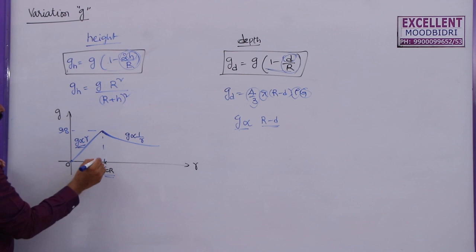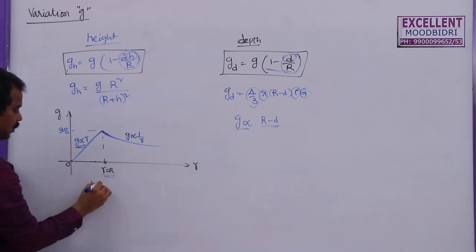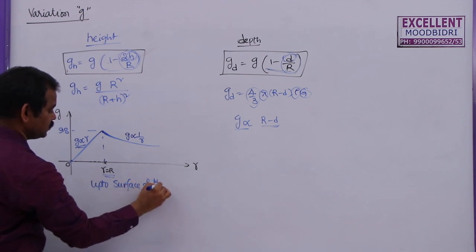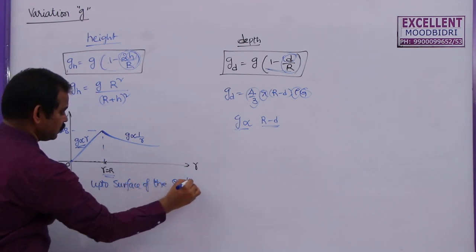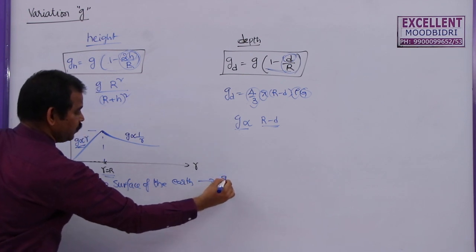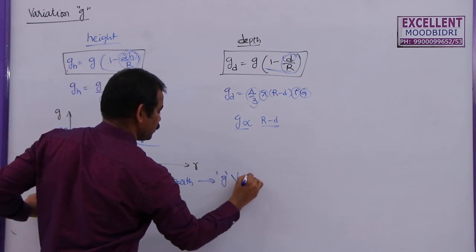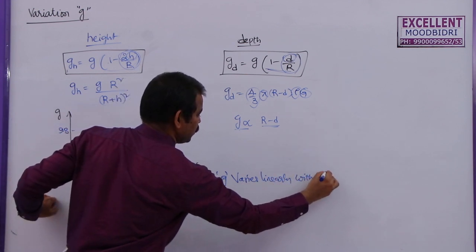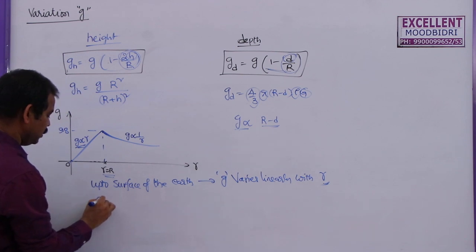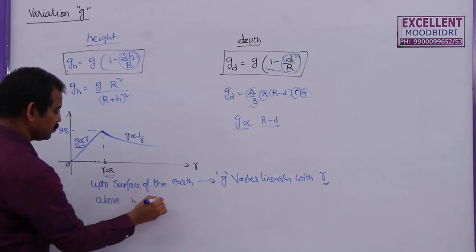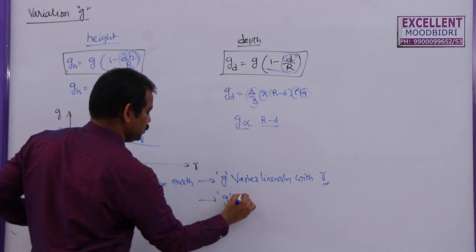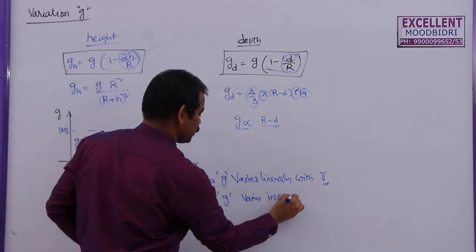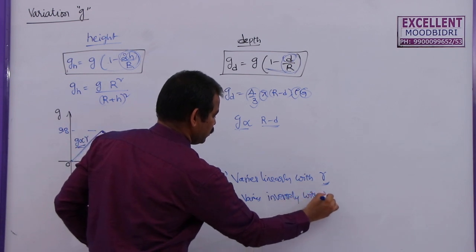So up to the surface of the earth, small g varies linearly with distance or with r. But above the surface of earth, small g varies inversely with r.